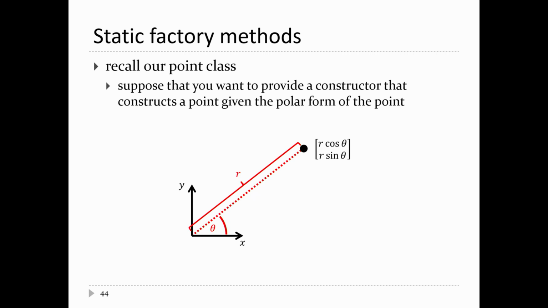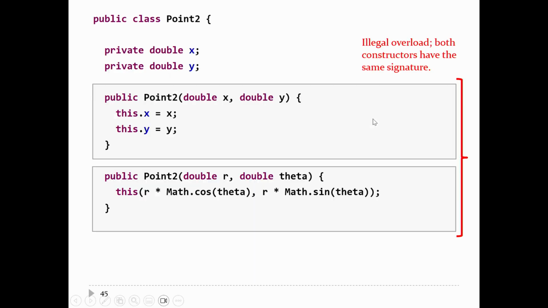Depending on what you're making the Point2 class for, it might be useful to make a point given its polar form, so given r and theta. So what's the problem with this in our class? I've got a constructor here that takes in a double and a double, x and y. If I want to add the constructor that makes a point given its polar form, r and theta are probably doubles. And so now I've got a constructor whose signature is Point double double. And I have a second constructor whose signature is also Point double double. And that's not allowed. I've got two constructors with the same signature. So that's an illegal overload. Can't do that.